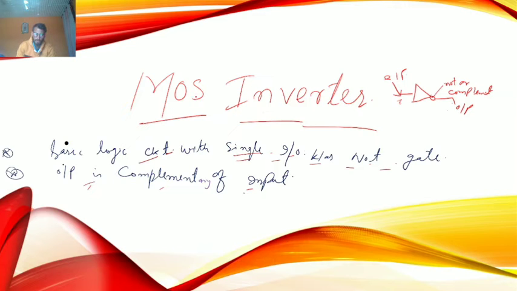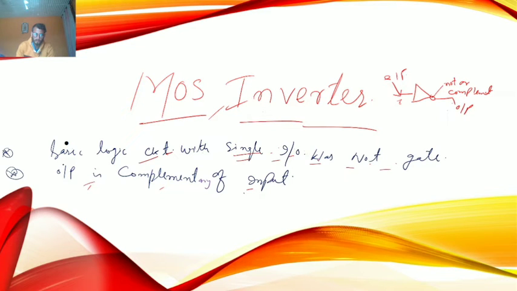Today we are going to learn about the MOS inverter. So what is MOS inverter? Basically MOS means metal oxide semiconductor inverter. So MOS inverter is a basic logic circuit which has single input and single output.